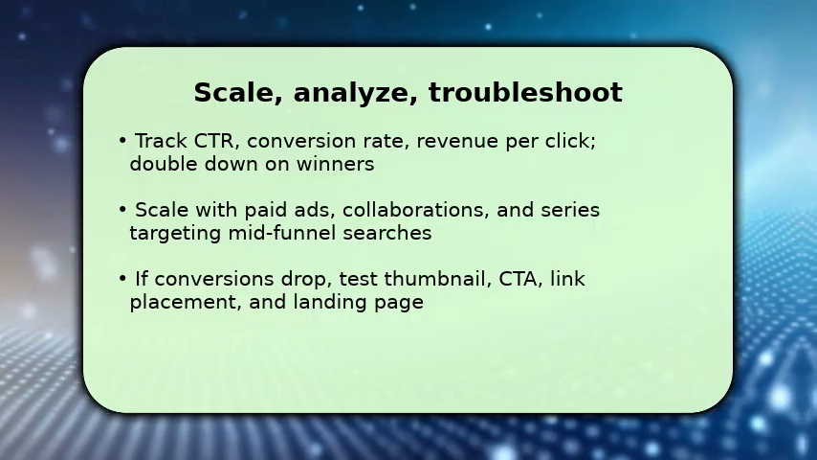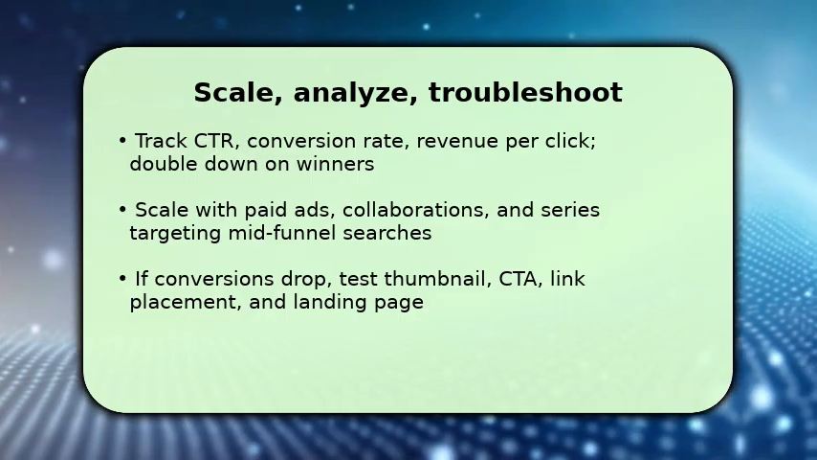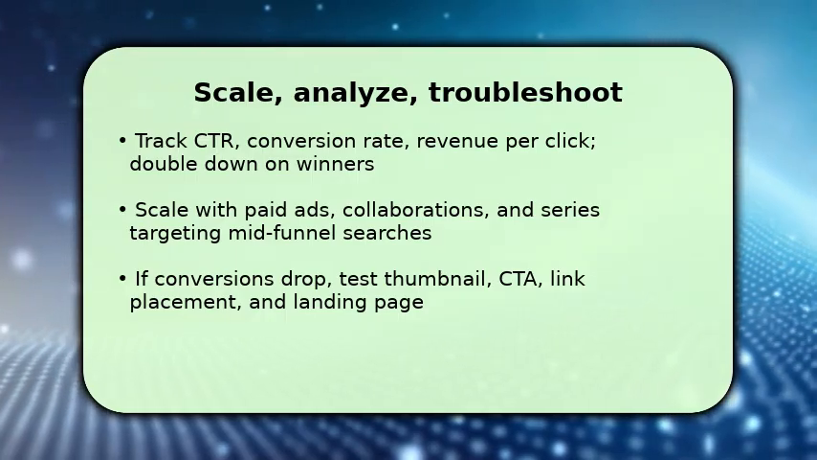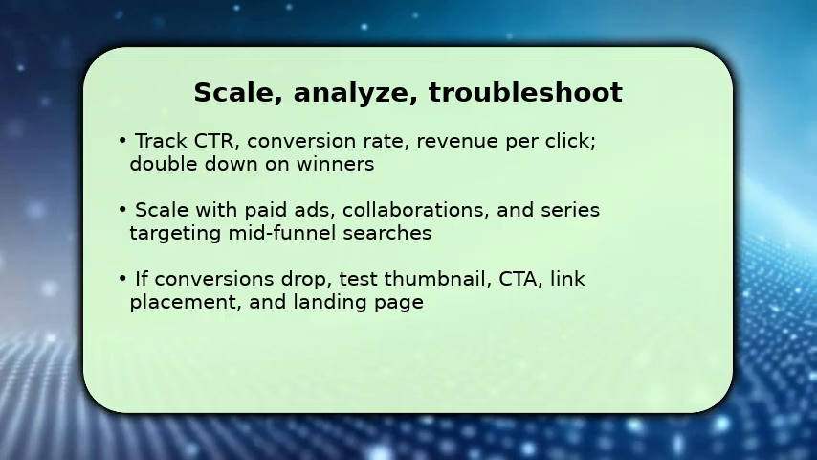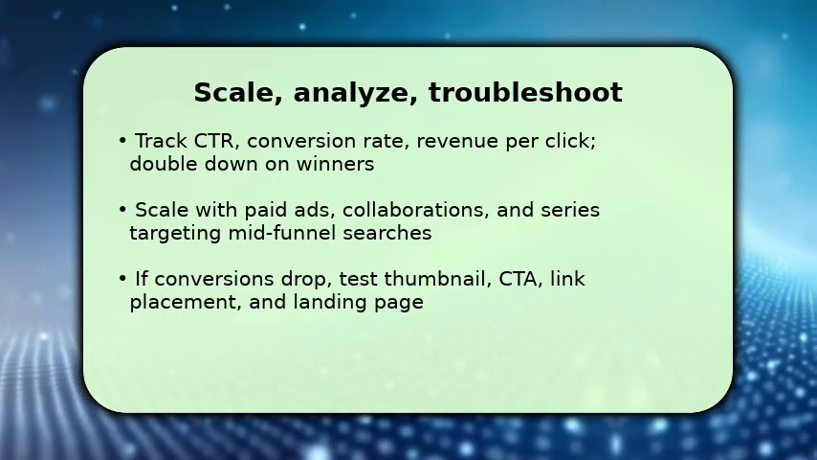Once a format converts, scale with paid ads, collaborations, and sequence series that target mid-funnel searches. This increases predictable affiliate earnings. Make small iterative tests to thumbnails, CTA, and descriptions each week.